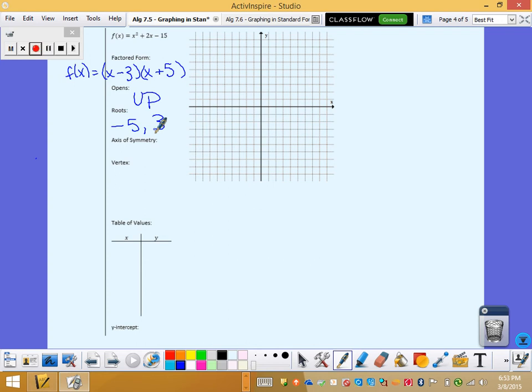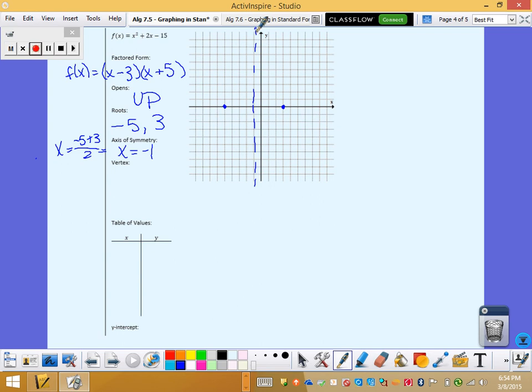Okay, axis of symmetry. Let's find the average of those 2 points. Negative 5 plus 3 divided by 2. That's going to give us axis of symmetry at negative 1. Okay, 1, 2, 3, 4, 5. I'm going to graph the points that I have now. 1, 2, 3. And my axis of symmetry is here at negative 1.